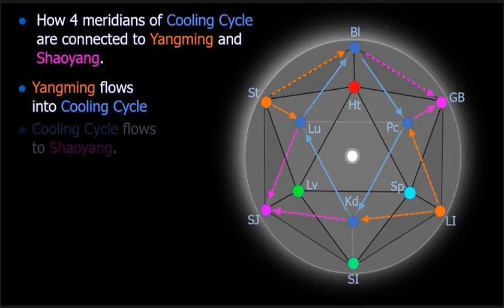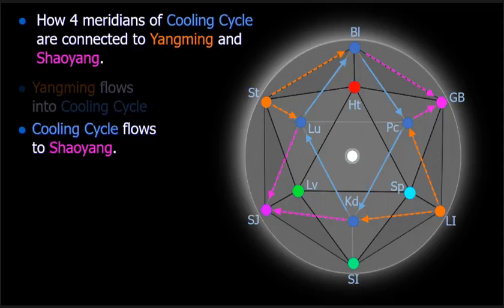Yangming flows into the cooling cycle. So you can see back there on the back side of the sphere, those blue arrows forming between bladder to pericardium to kidney to lung to bladder. That's the cooling cycle. And then from the stomach meridian and the large intestine meridian, they flow into that cycle. They feed qi into that cycle. And now the cooling cycle flows to the Shaoyang channel, to the gallbladder and sanjiao, through those magenta arrows, from the back side of the sphere.